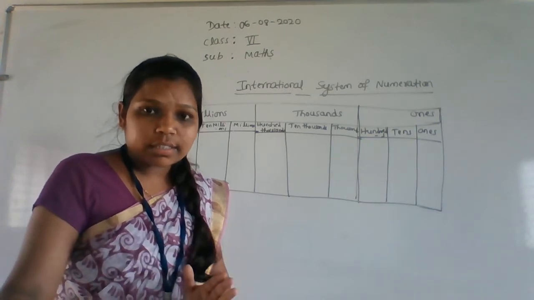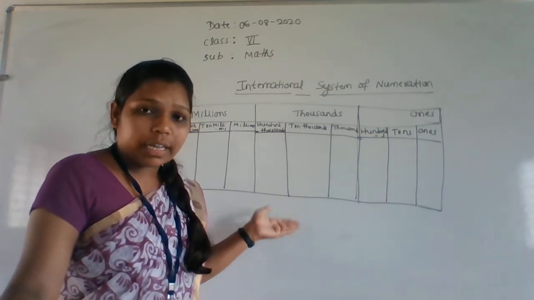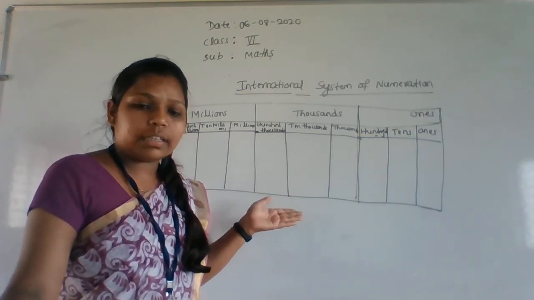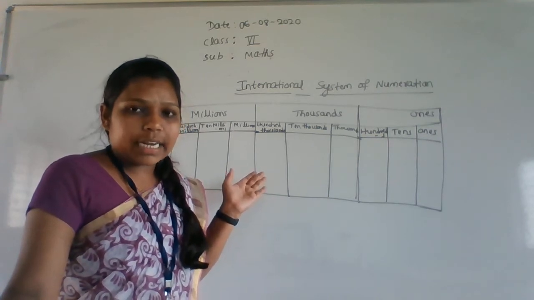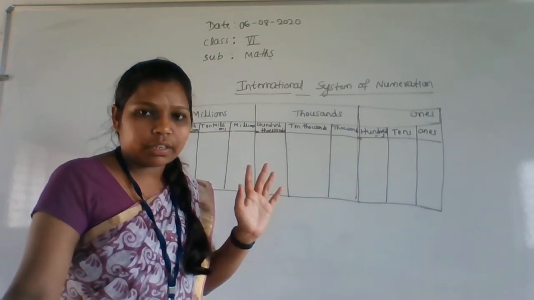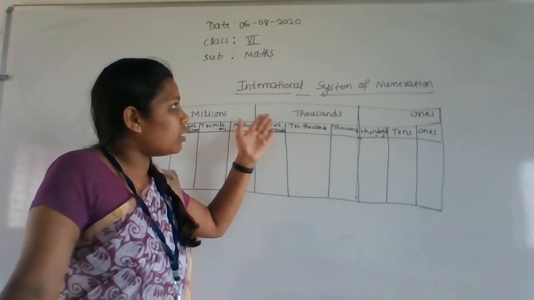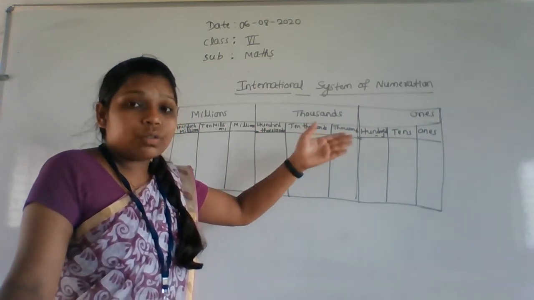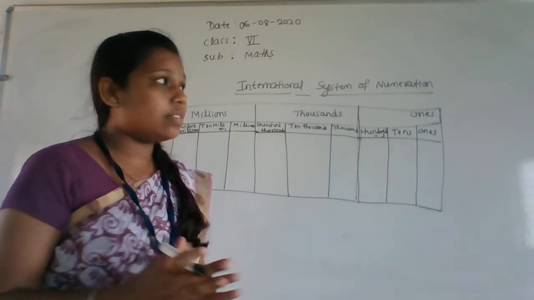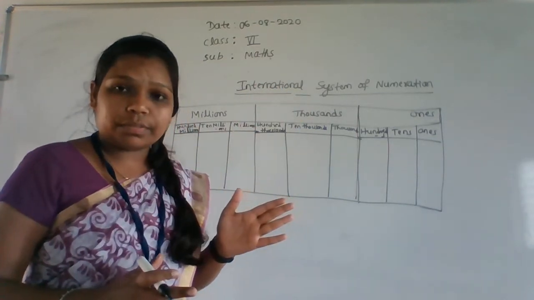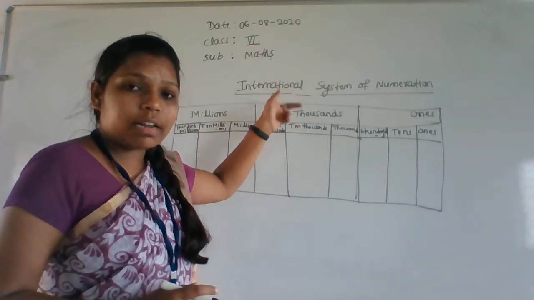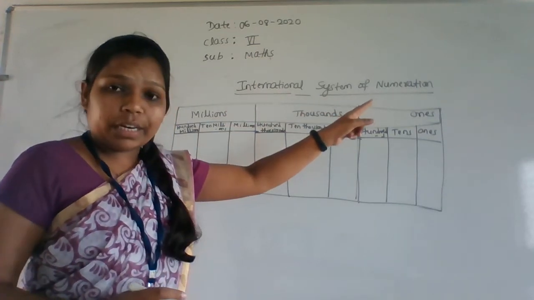So please concentrate here. Whatever things I am going to tell here, please listen properly. Then you can easily solve all the problems. Getting my point? I hope everyone is clear. I am just giving the international system of numeration explanation here, so please concentrate and compare the Indian system of numeration as well as the international system of numeration.